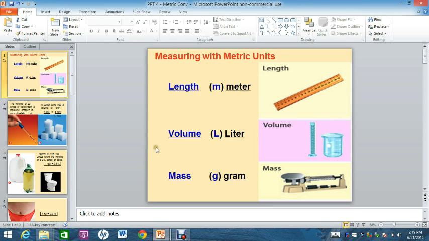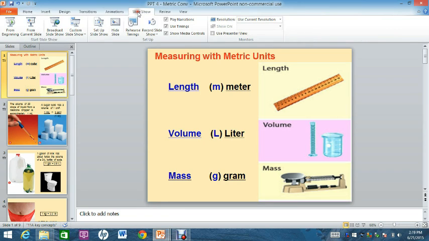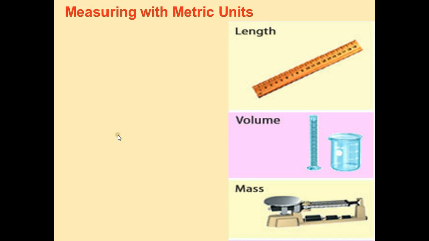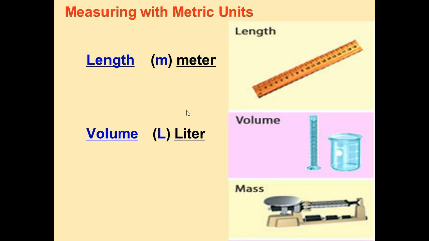And so today we're going to start by talking about the metric system. Before we begin, there are three measurements. One for length, which is measured in meters. These are the base units, so meter. For volume, it's liters, and for mass, it's grams.